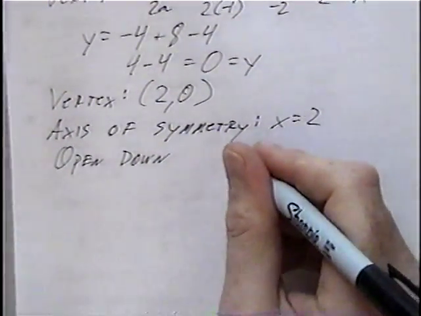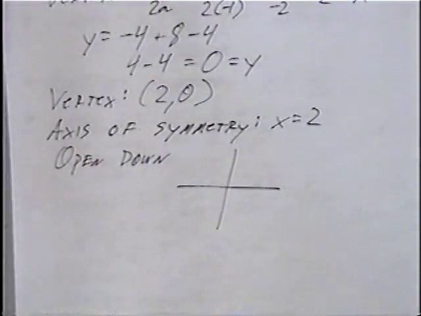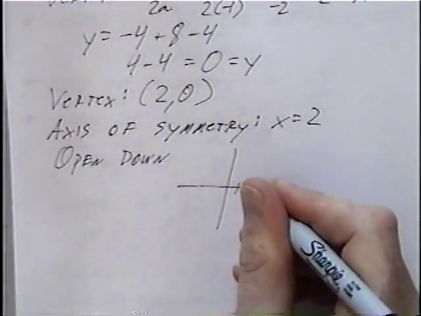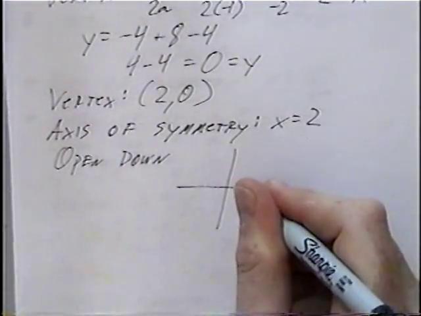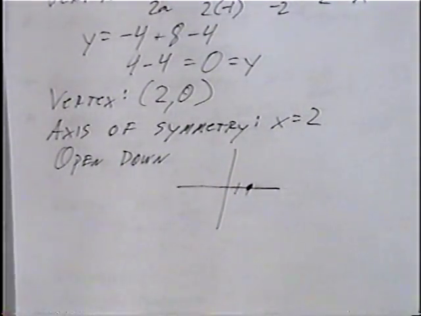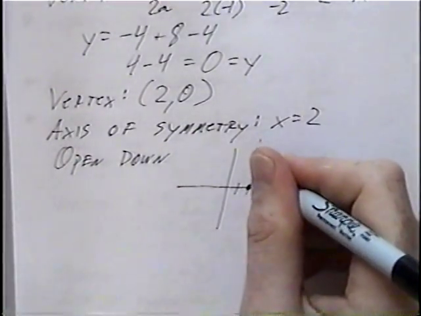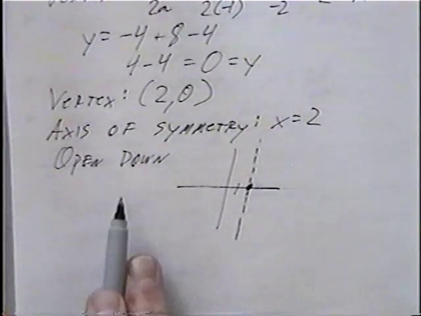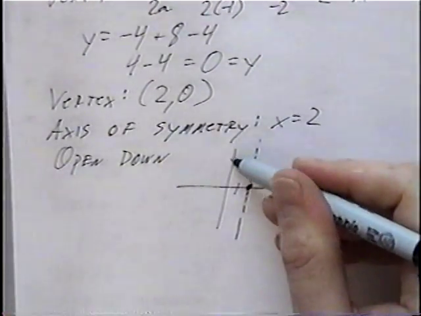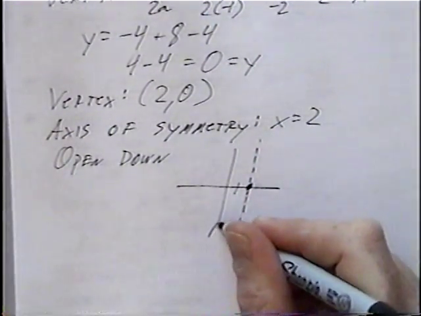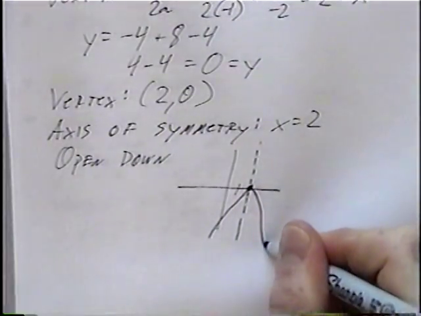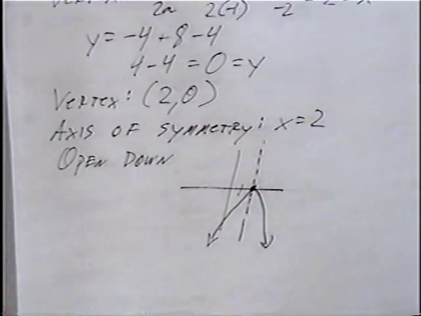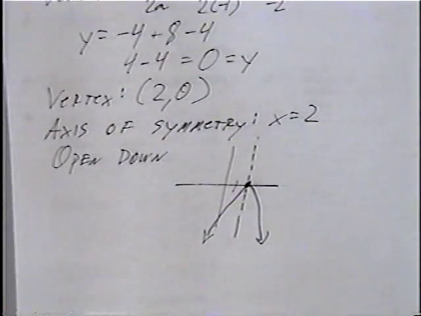Graphing from here, we can draw the xy axis. The vertex is 2, 0. The x value would be 2, the y value would be 0. The axis of symmetry, again, is a dashed line, goes down the middle of the graph. This graph opens down, so rather than a curve that opens up, the curve will open upside down. And that'll be our graph for the equation.